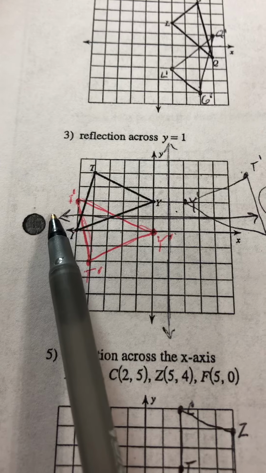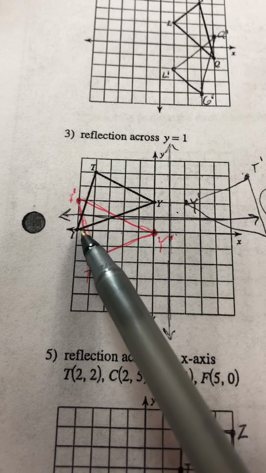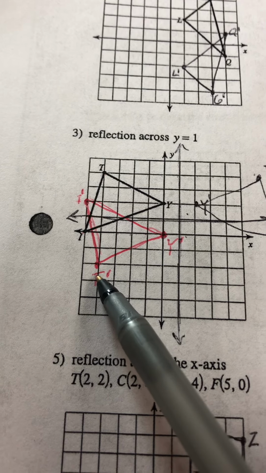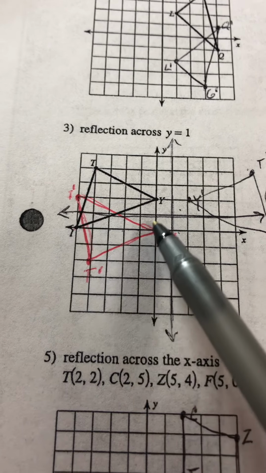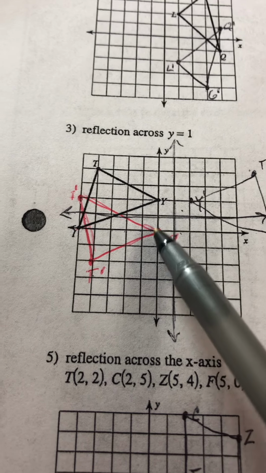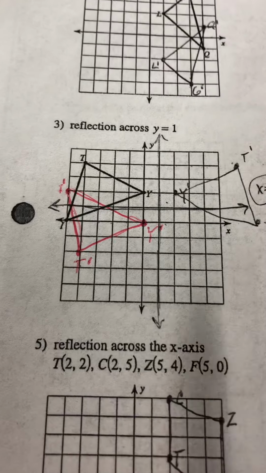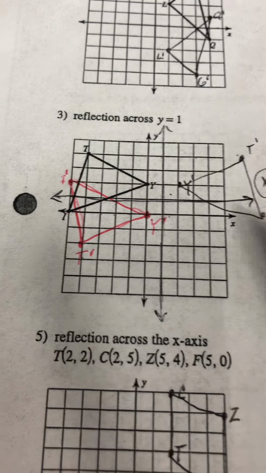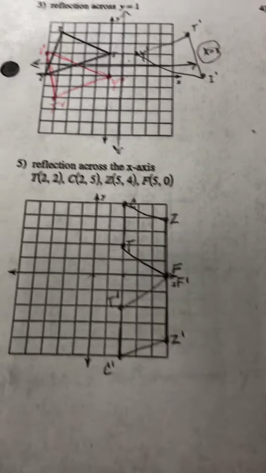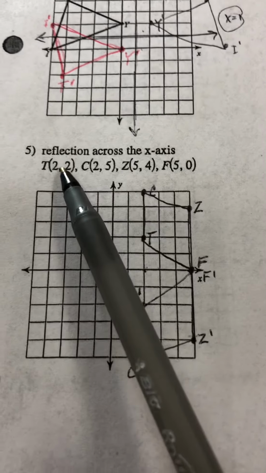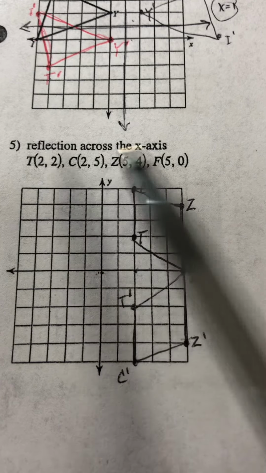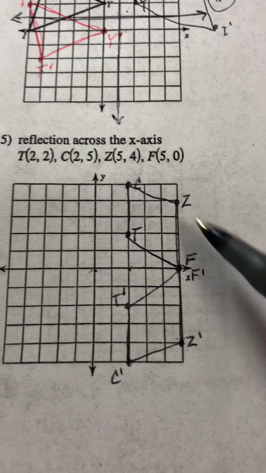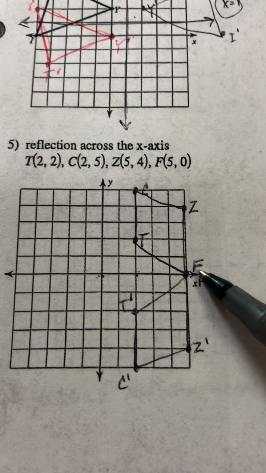Y equals 1 would be right here, and so this point is reflected here, this point is reflected here, your T. This was like an I, I believe. And then your Y is reflected here. So I have my I1, T1, and Y1, the reflection, in red. And then you had to draw the first one, so I drew that one, the TCZF, and then a reflection across the x-axis.